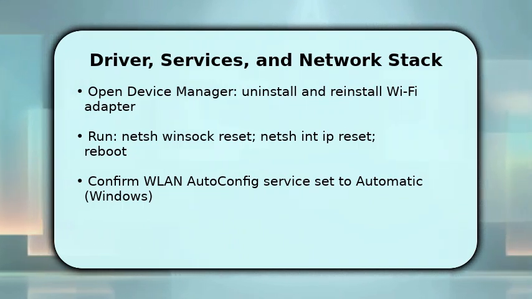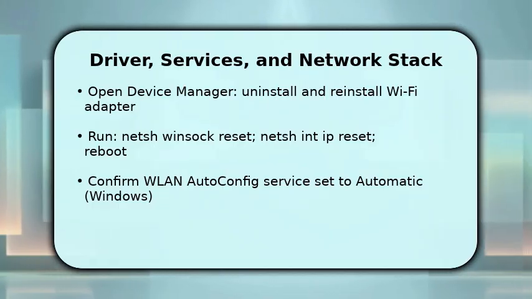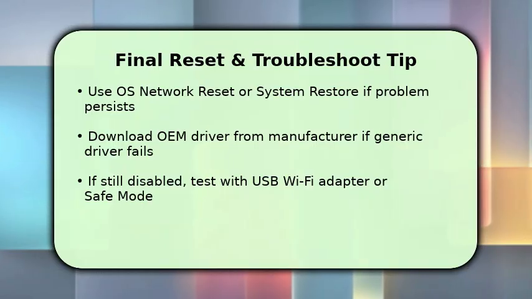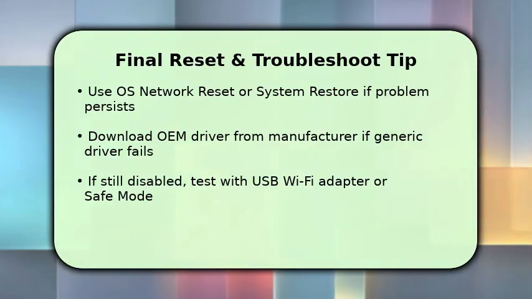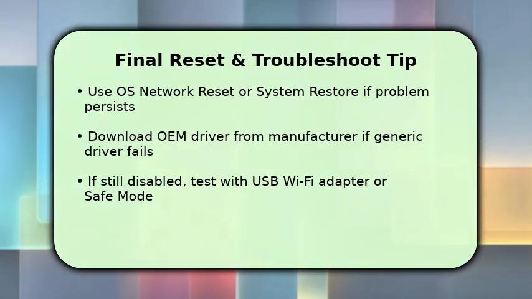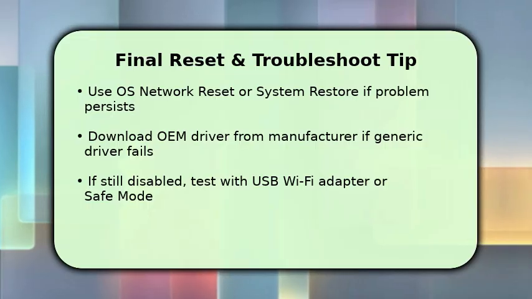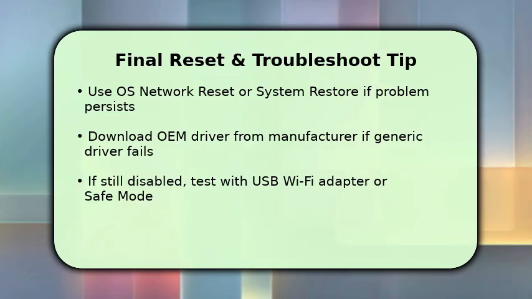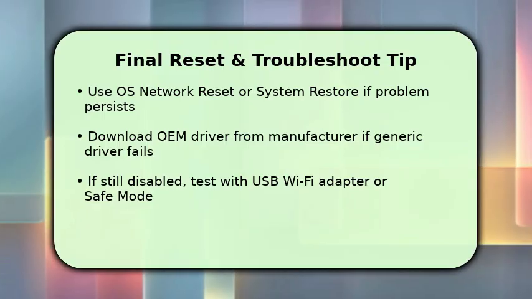And finally, you finalize the recovery with a full network reset or system restore to a point when Wi-Fi worked, because that restores configuration without guessing. If Windows Reset doesn't help, download the OEM Wi-Fi driver directly from the manufacturer and install it. Vendor drivers often fix firmware-level issues. Make sure all related startup services are enabled.